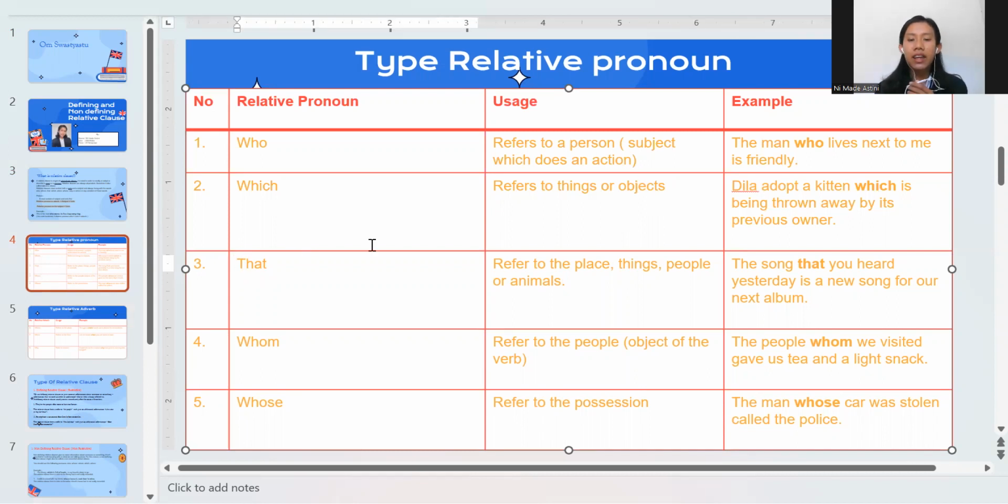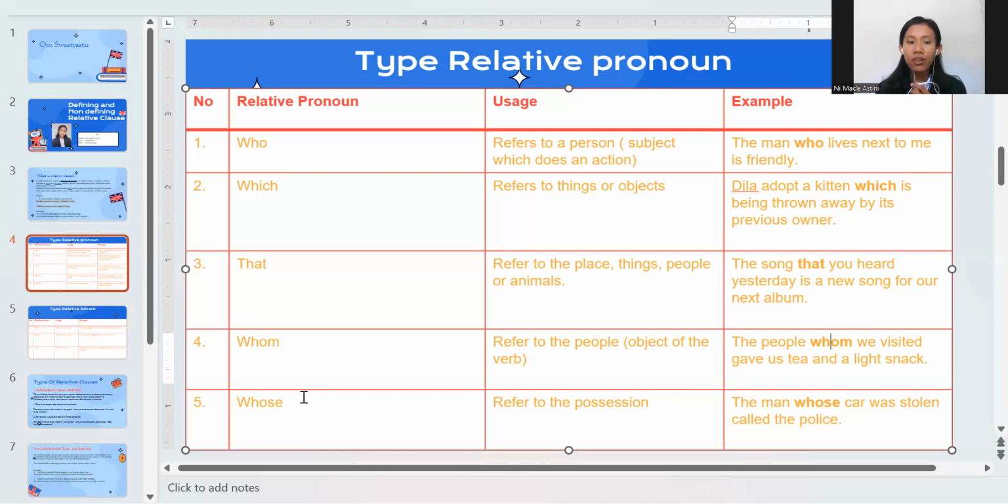Number three, that is referred to places, things, people, or animals. The song that you heard yesterday is a new song from our album. So that here is referred to the song, which is described as a thing. Number four, whom. Whom is referred to people, but as an object. For example, the people whom we visited gave us tea and a light snack. So whom here belongs to the people who gave the tea or light snack.